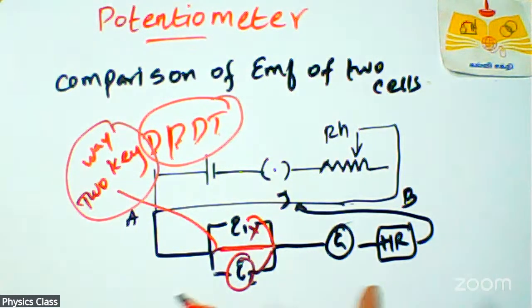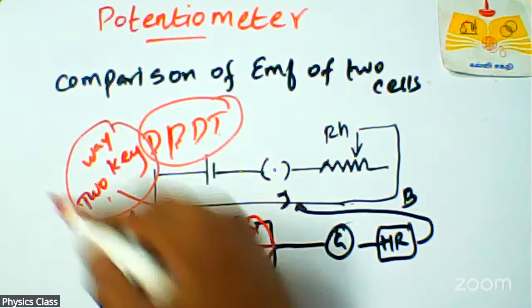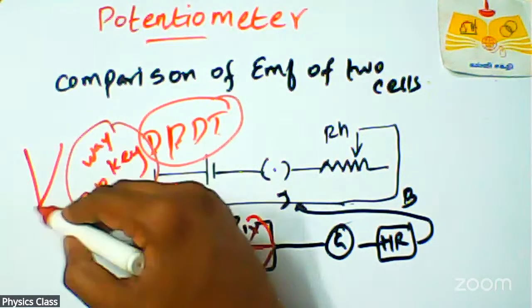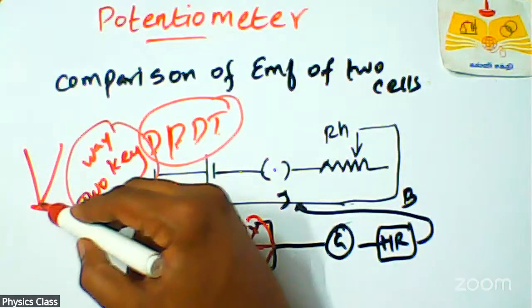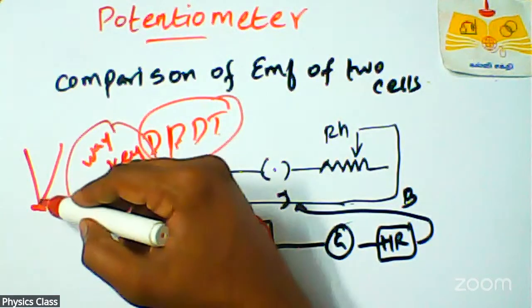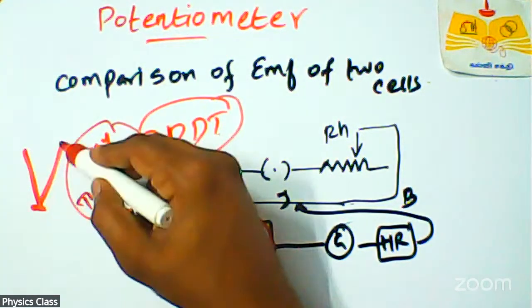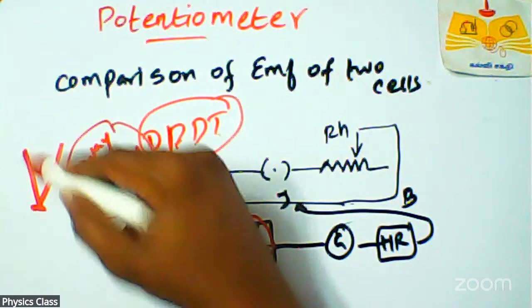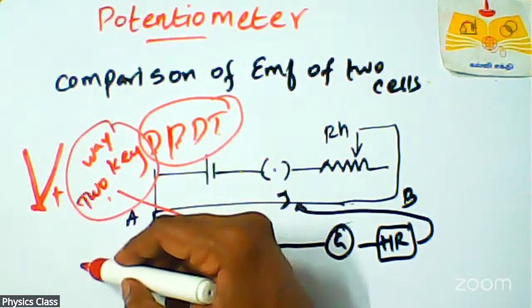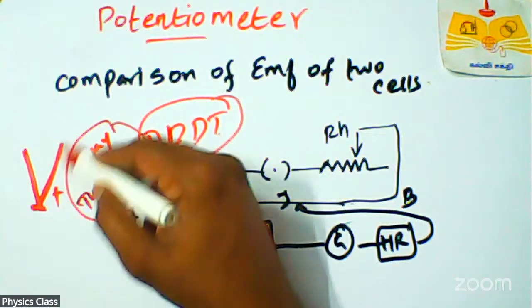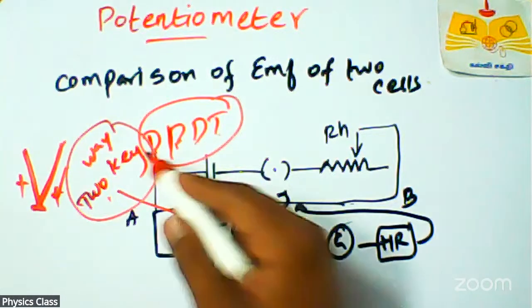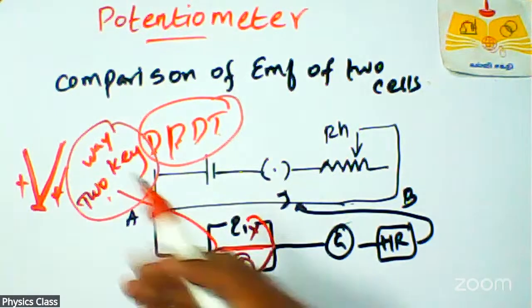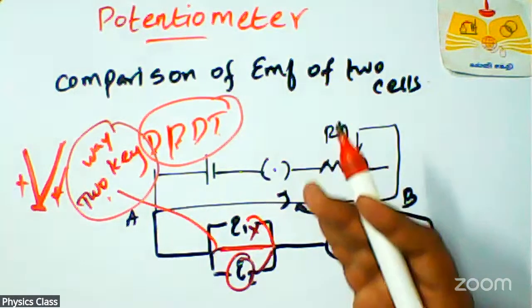Two-way: one way, second way. Here you can select one path or the other. Suppose you choose this path, the other does not connect. That's why it is named a two-way key.